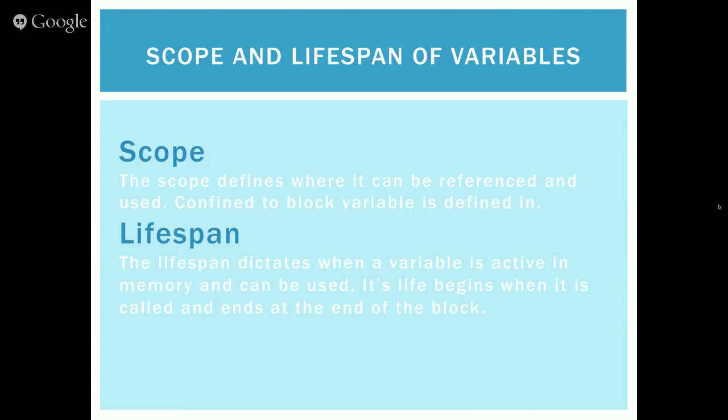Next, we have the scope and the lifespan of variables. Scope talks about the boundaries within which the variable is able to work or be called, and it's confined to the block that it was defined in. Lifespan goes with that, and it dictates when a variable is active in memory and can be used. Its life begins when it is called and ends at the end of the block. And Tiffany has an example of how that actually works.